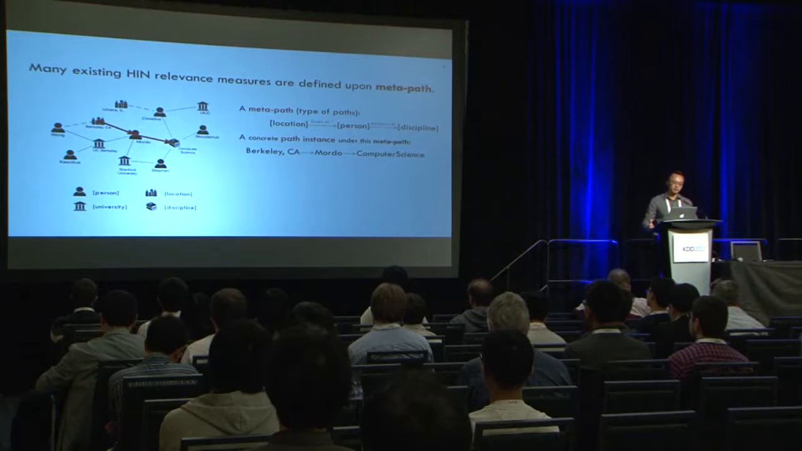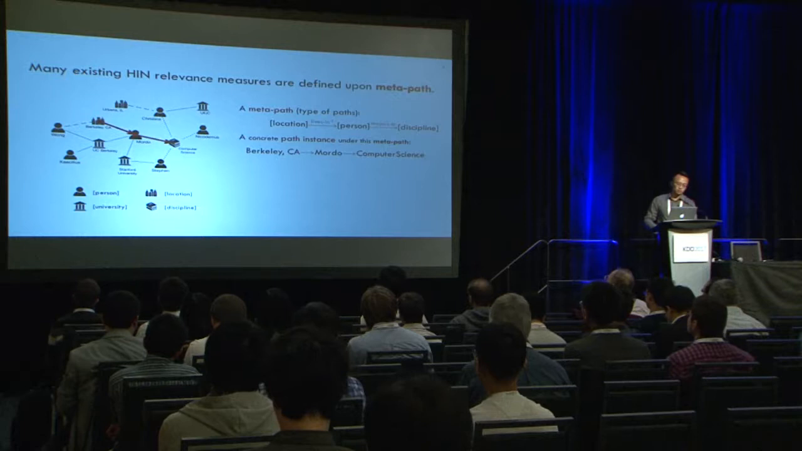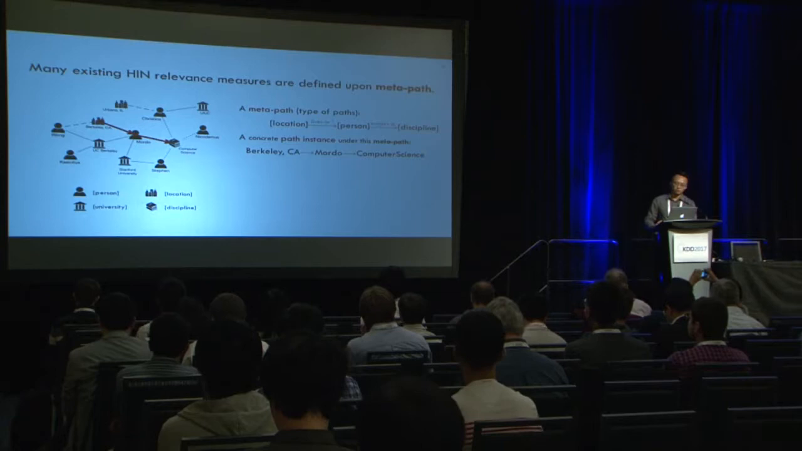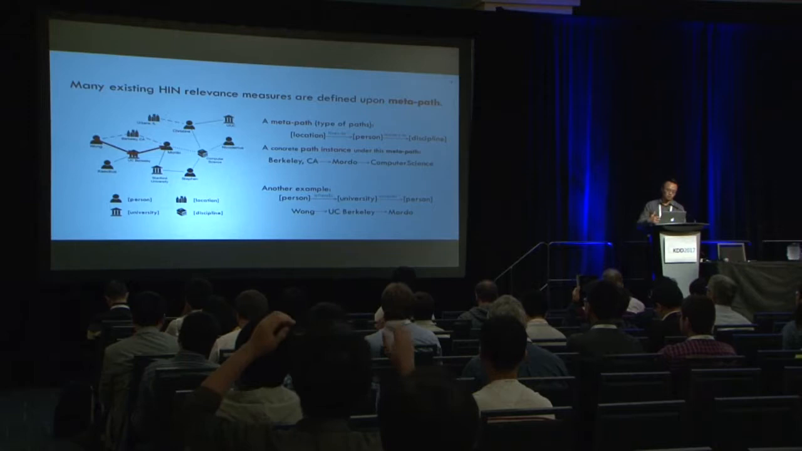To answer these kinds of questions, many existing HIN relevance measures are defined upon the concept called metapath. When we say metapath, basically it is just a type of path. Say in this toy network, we have a location where a person lives in, and this person majors in a discipline. A concrete path instance in this toy network would be, say, Berkeley is where Mortal lives in, and Mortal majors in computer science. And we can, of course, come up with more examples. Say, a metapath can be a person attends a university, which is also attended by another person. In this graph, we have Wang and Mortal both attending UC Berkeley.